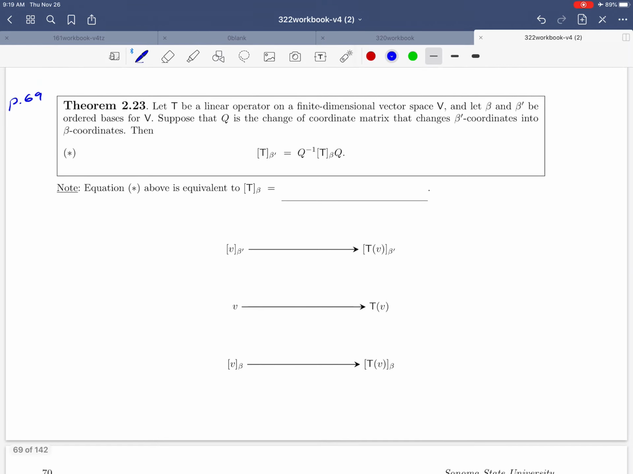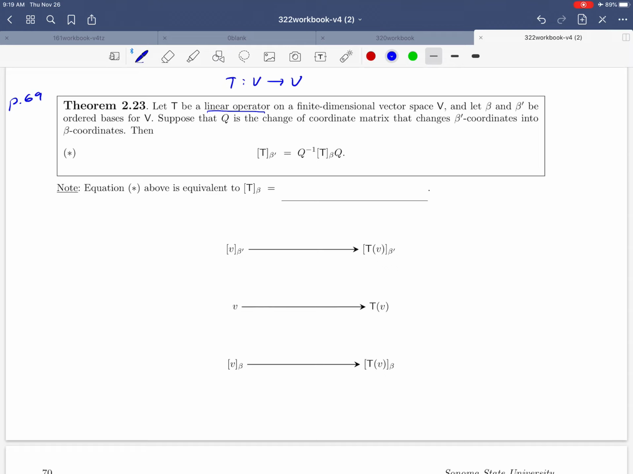So they start us off by saying, let T be a linear operator on a finite dimensional vector space. Now, I'm not sure that we've used this term before, linear operator. That's just a word for a linear transformation that has the same domain and codomain. So in our case, it's a linear transformation from V to itself. And then continuing with that sentence, let beta and beta prime be ordered bases for V. And suppose that Q is the change of coordinate matrix that changes beta prime coordinates into beta coordinates, same matrix that we've been talking about.